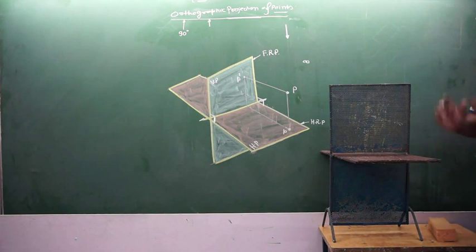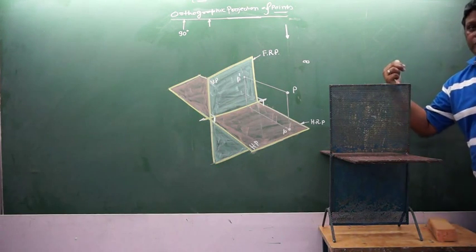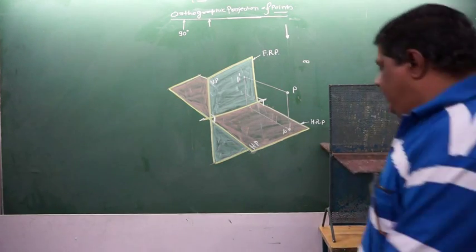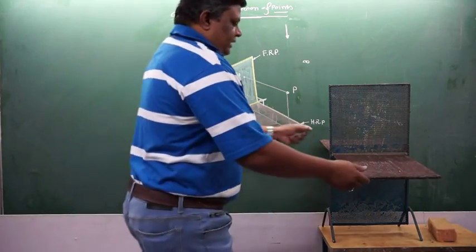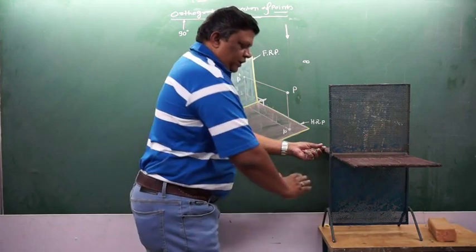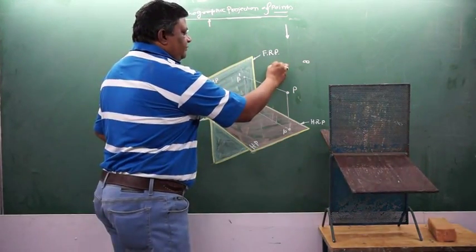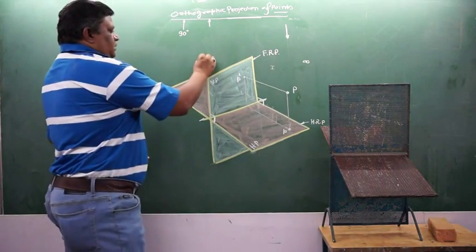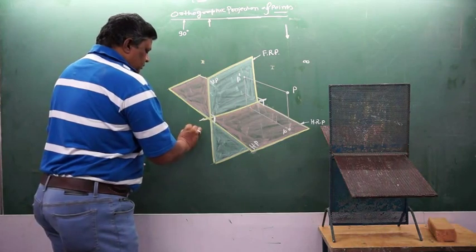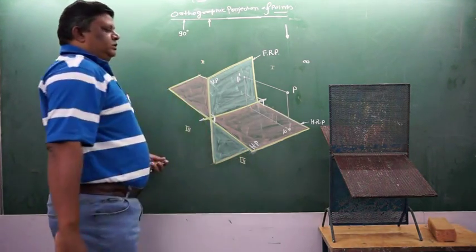Mind it, my dear friends, now the observer will be on the back side of this blackboard. He will no more be on this side. Am I clear? But as such, we will be dealing from this side. So it is first quadrant, second quadrant, third quadrant, and the fourth quadrant. That is, this is the first quadrant, this is the second quadrant, this is the third quadrant, and this is the fourth quadrant.